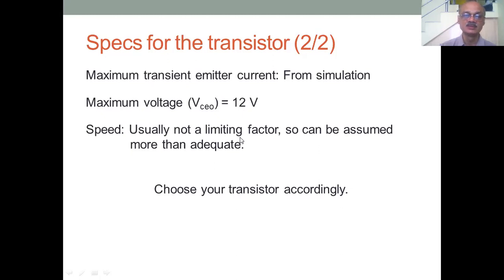Why is transistor speed usually not a factor compared to an op-amp and a comparator? It's because the op-amp and a comparator themselves are made of many transistors. And many transistors put together will always have a speed smaller than a single transistor. Here we are talking only about a single transistor, so it will almost always have a speed higher than that of a comparator or an op-amp.